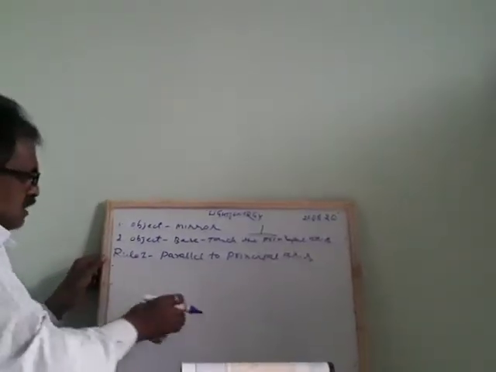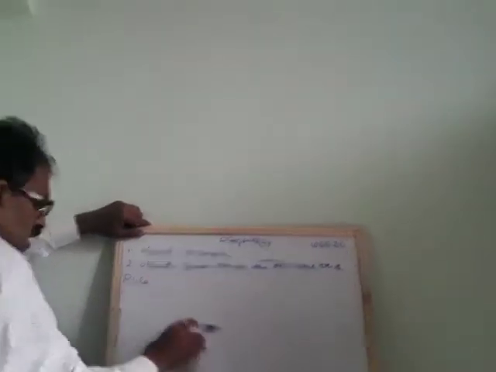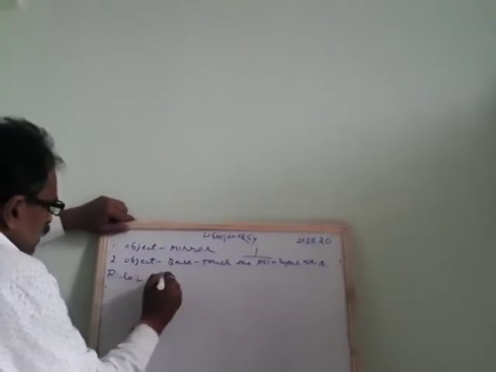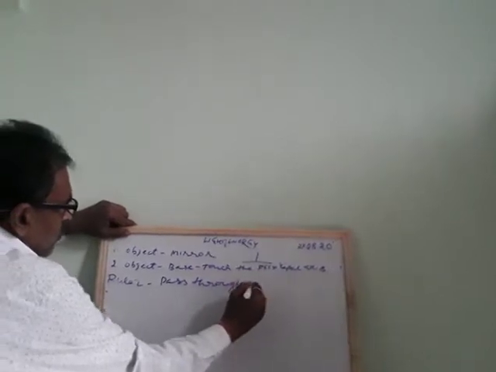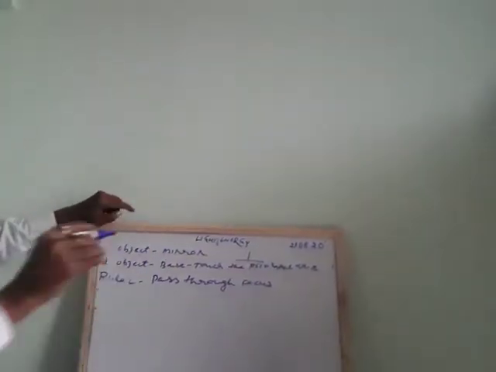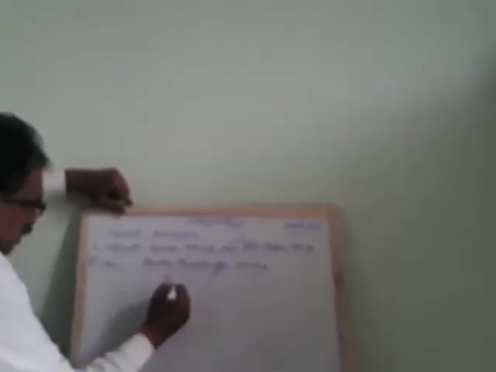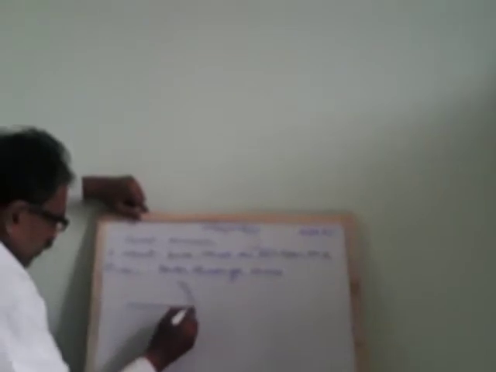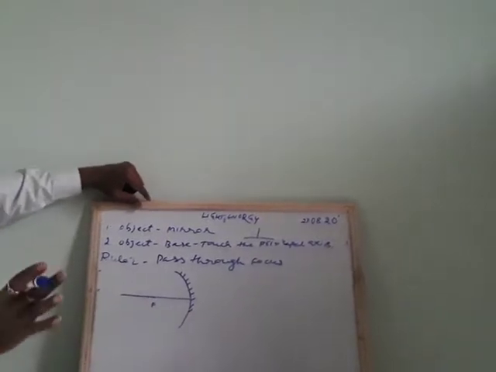So one is the ray passes through the focus. Focus is F. Okay. So what happens when a ray passes through the focus? Same case. It is the same as passing through the focus, and it comes back. Actually, what happens here? This is convex. I'm telling you, the ray is passing through focus.